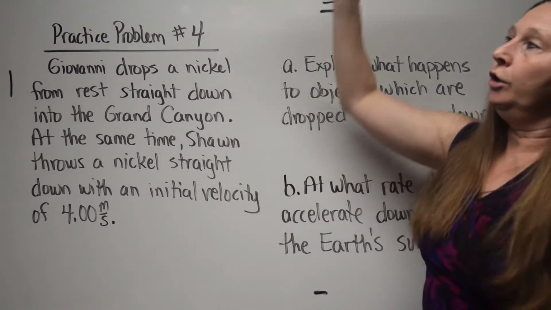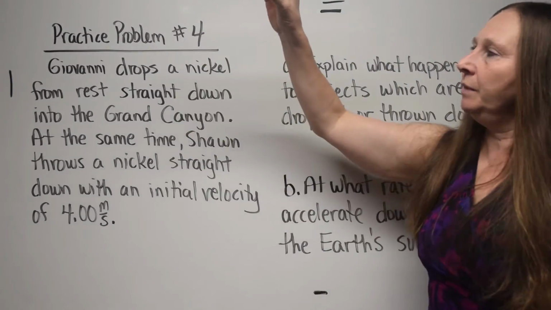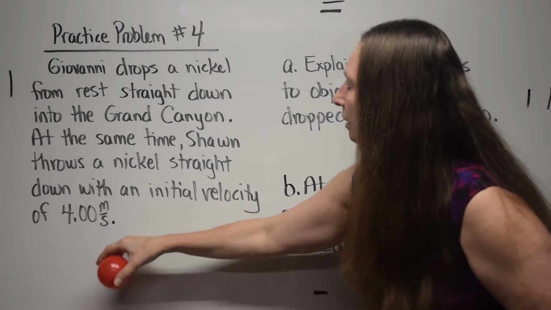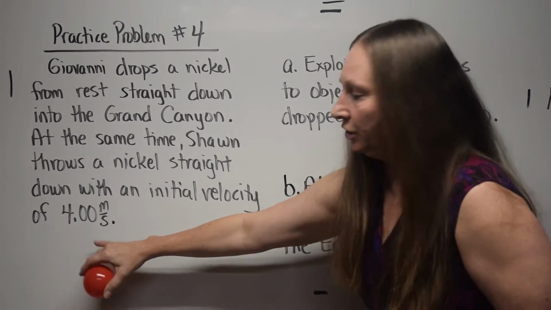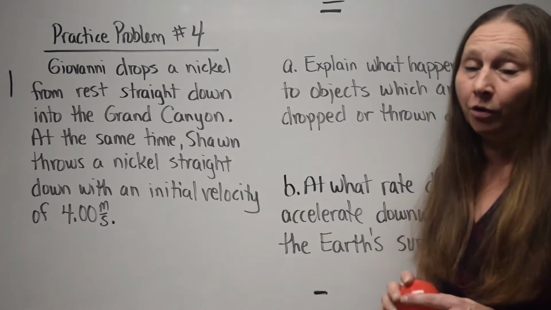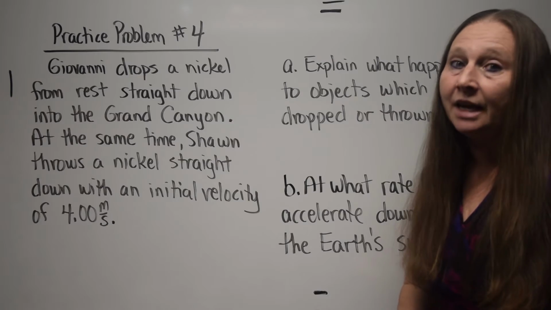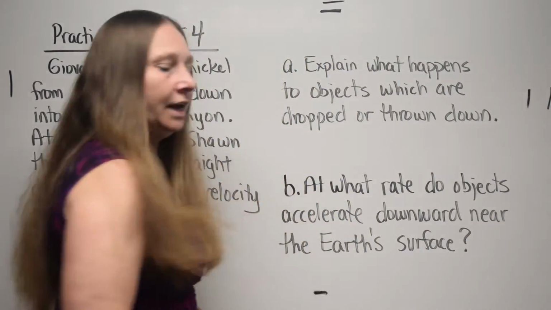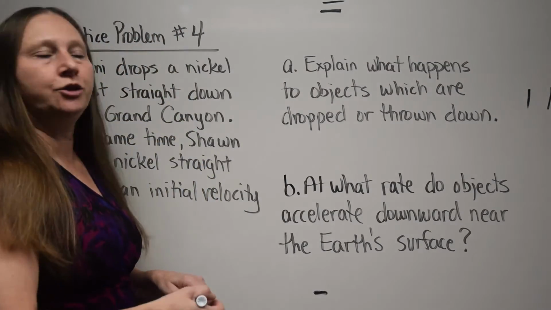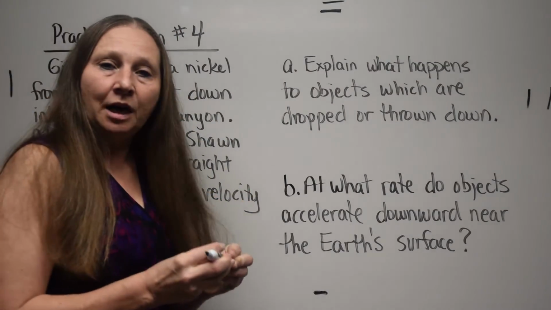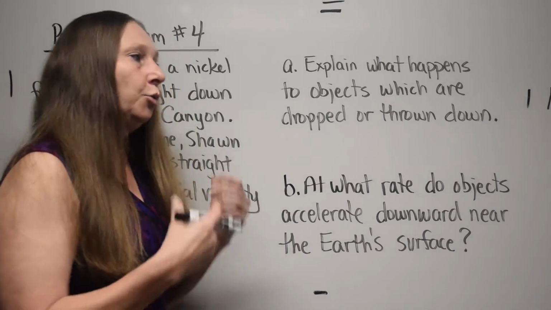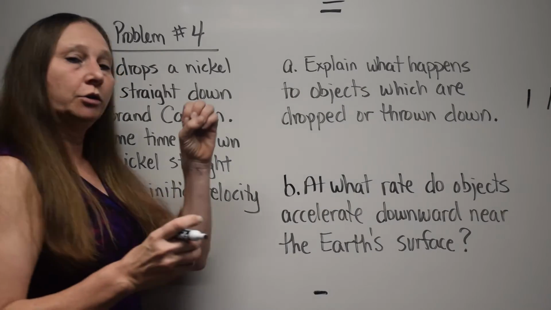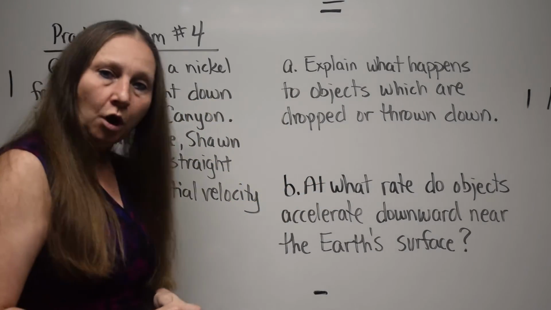Now Sean throws the ball down. He throws it down fast. So the initial velocity for Sean is not 0. It's 4, and since he's throwing it down, his initial velocity is negative 4 meters per second. Now, let's take a look at the first 2 questions. The math will come in just a minute, and when we start the math, we will list the givens. Explain what happens to objects which are dropped or thrown down.